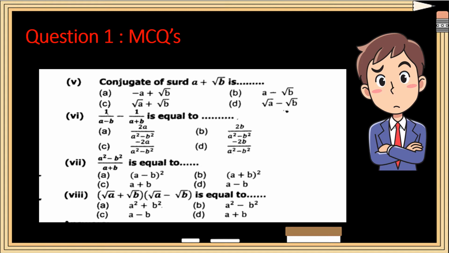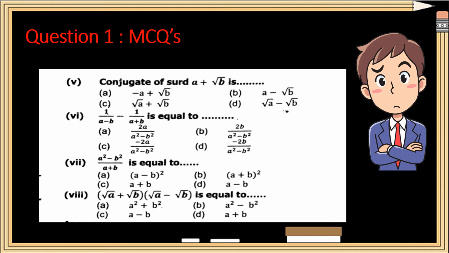It is quite easier. Now in part number 7, you have a square minus b square divided by a plus b. So a square minus b square completes the formula, that is a plus b into a minus b. So a plus b will be cancelled out with the denominator. You will be left with a minus b. So option D is the correct answer.